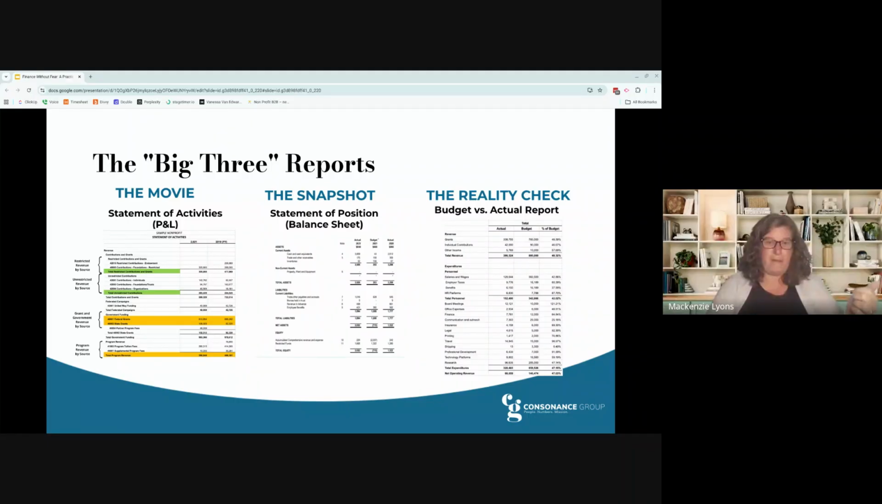Exactly. Okay. Now, finally, this is a really important one. Let's look at the budget versus actual report. And why is this such a powerful tool for leadership, people who aren't in the finance seat?